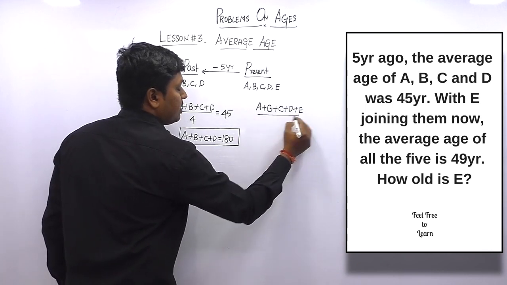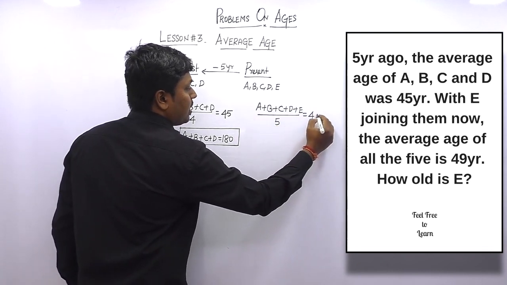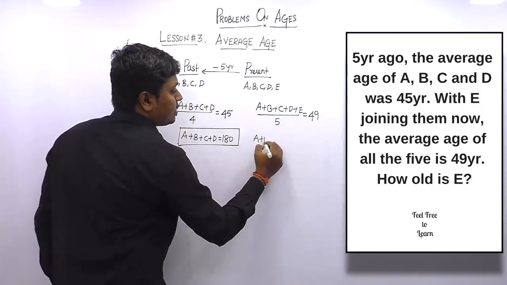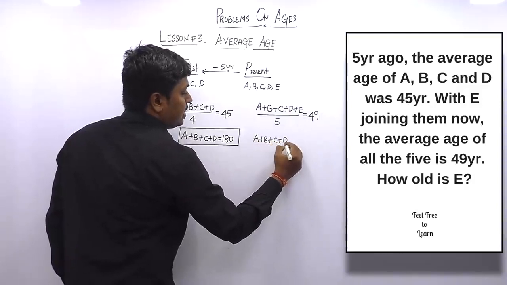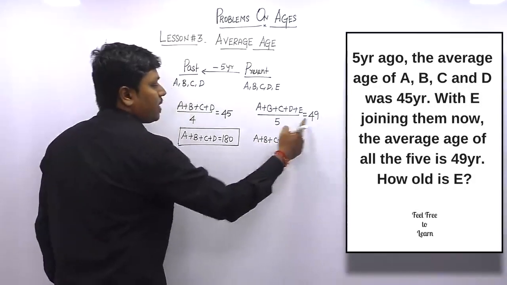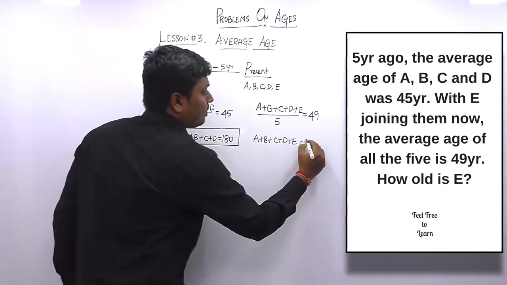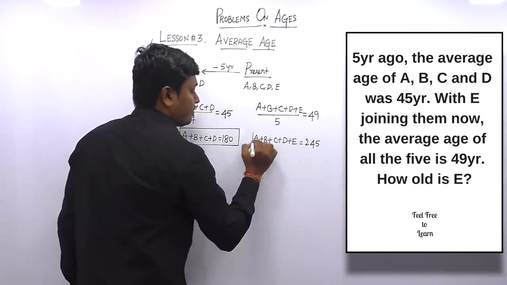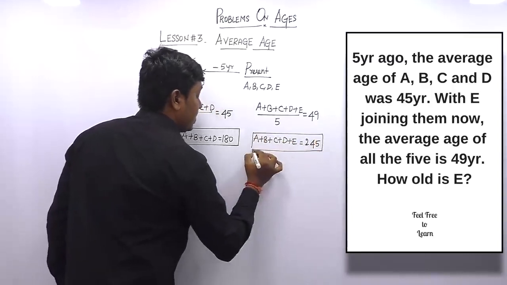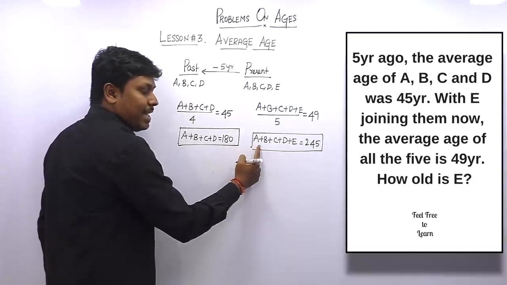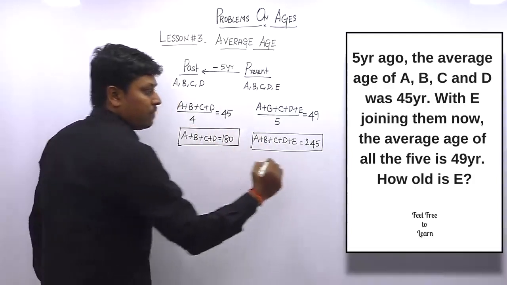So A plus B plus C plus D plus E, divided by 5, is equal to 49. So the sum of the ages of all 5 is 5 4s are 20, 200, 9 5s are 45, 200 plus 45 will be 245. So listen here, the sum of the present ages of all 5 is 245, right?